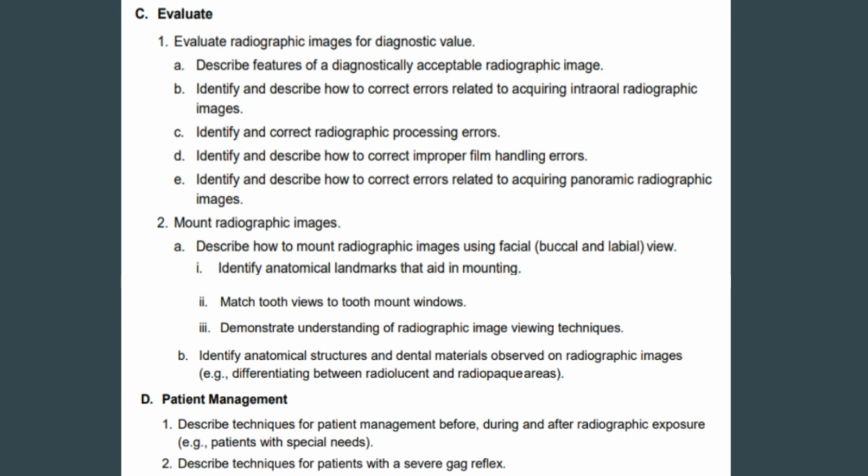B is identify anatomical structures and dental materials observed on radiographic images. So what's radiolucent, what's radiopaque? Basically, what is light, what is dark, what is bright, what is not so bright. Different things will appear differently on the image.